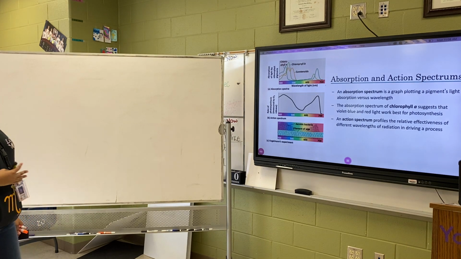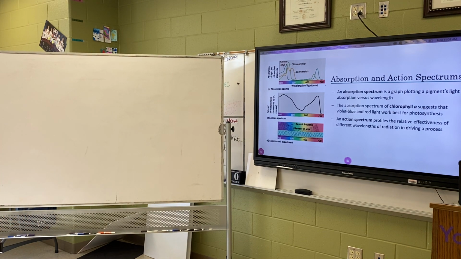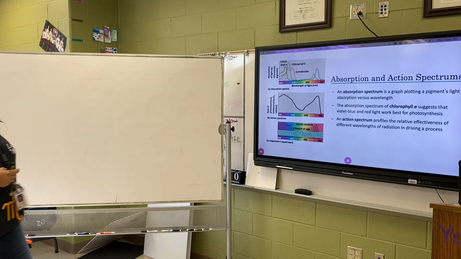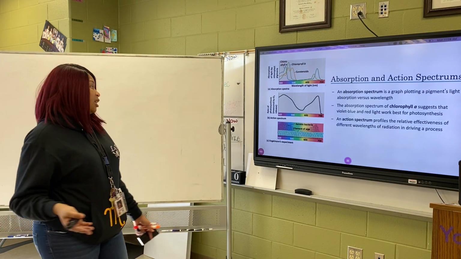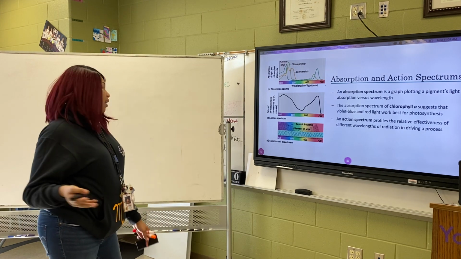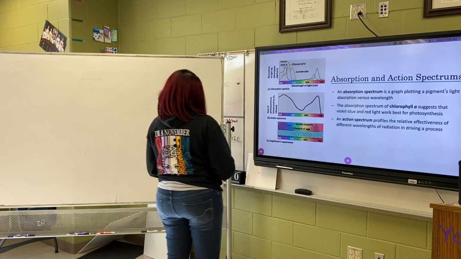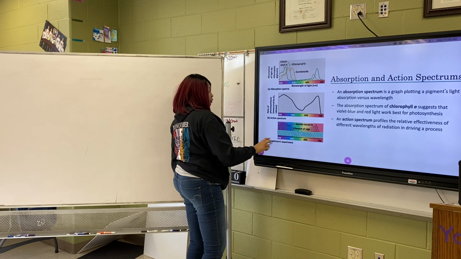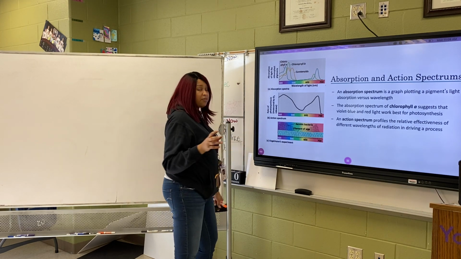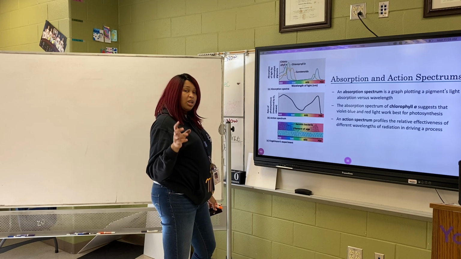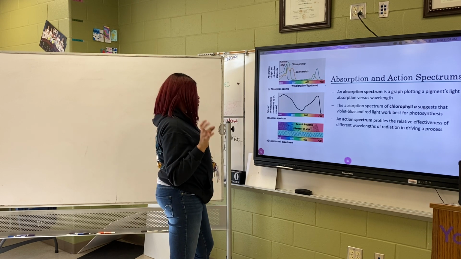Now, why did he use aerobic bacteria? What's the byproduct of photosynthesis? Oxygen. Aerobic bacteria require oxygen to survive. So he exposed this algae to different wavelengths of light, and he quantified how much bacteria grew in those areas.